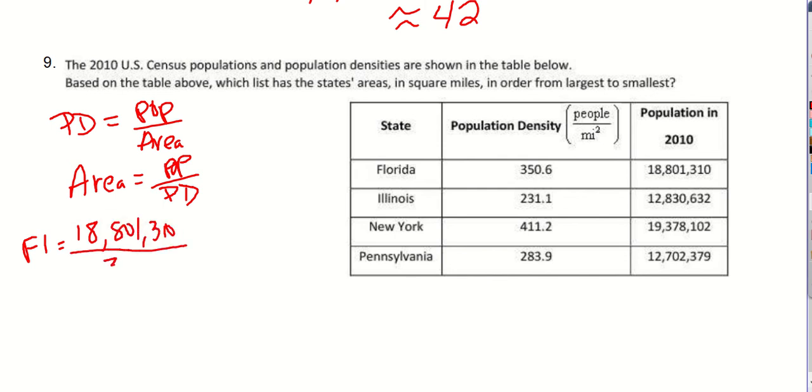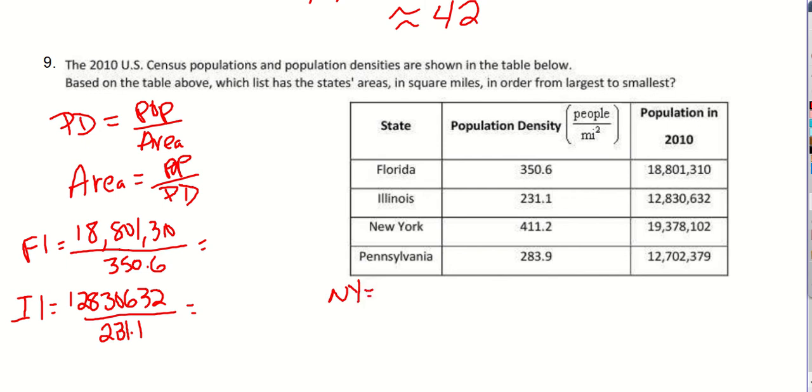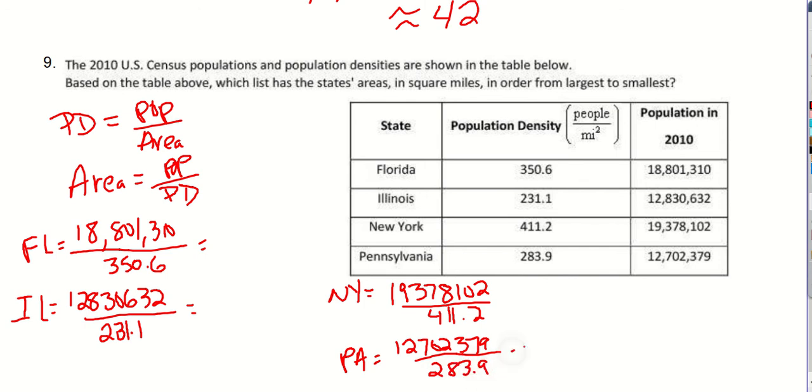So for Florida, that's 18,801,310 divided by 350.6. For Illinois, 12,830,632 divided by 231.1. Okay. For New York, that's 19,378,102 divided by 411.2. And for Pennsylvania, 12,702,379 divided by 283.9. So, bust out your calculators.